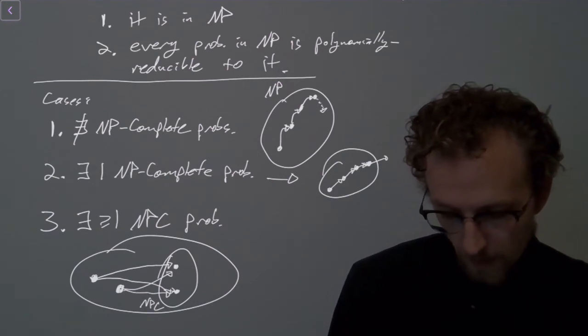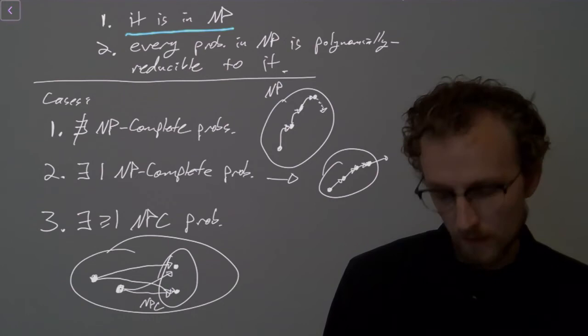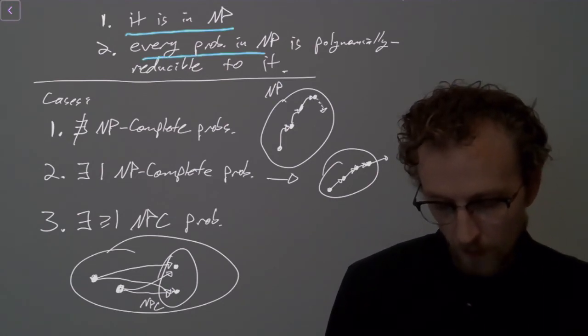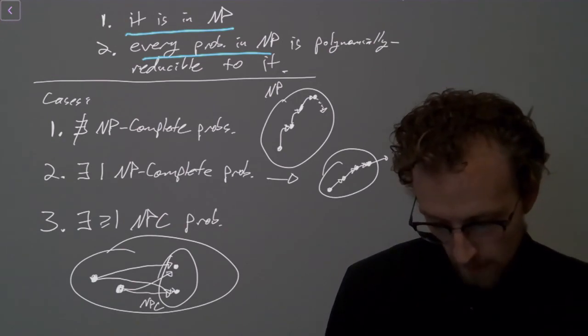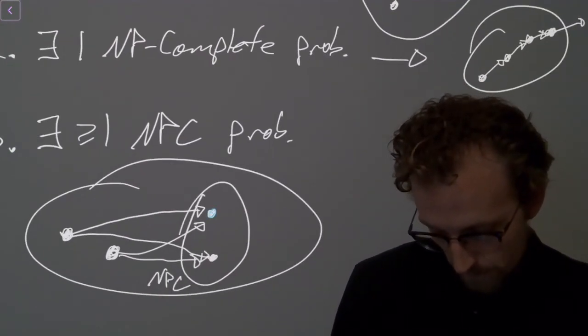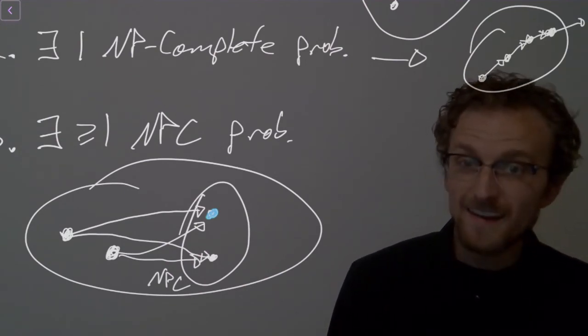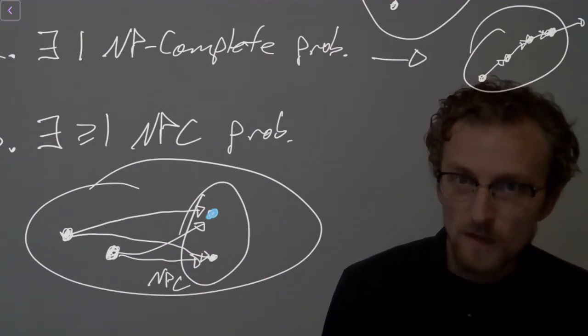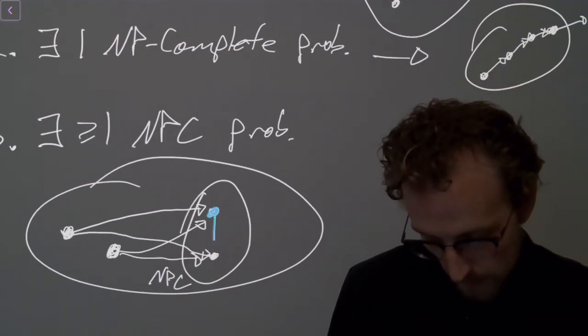Remember, the definition of NP complete requires that an NP complete problem is in NP, and that every problem in NP is polynomially reducible to it. So suppose this problem is NP complete. That means that it is in NP. So that means if there's another NP complete problem, that this problem has to reduce to it.